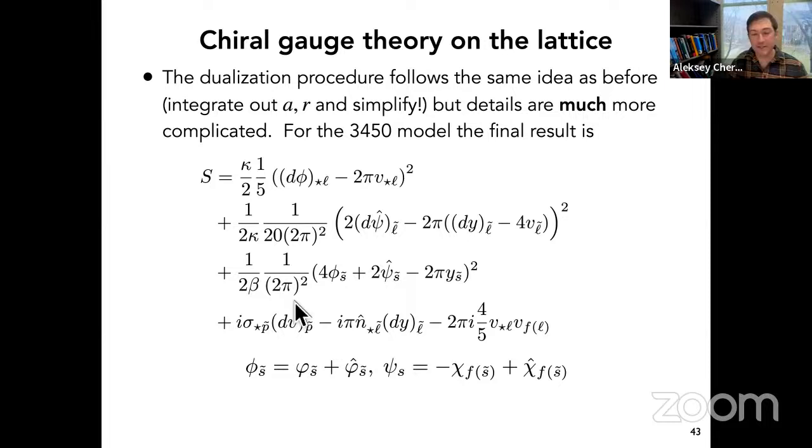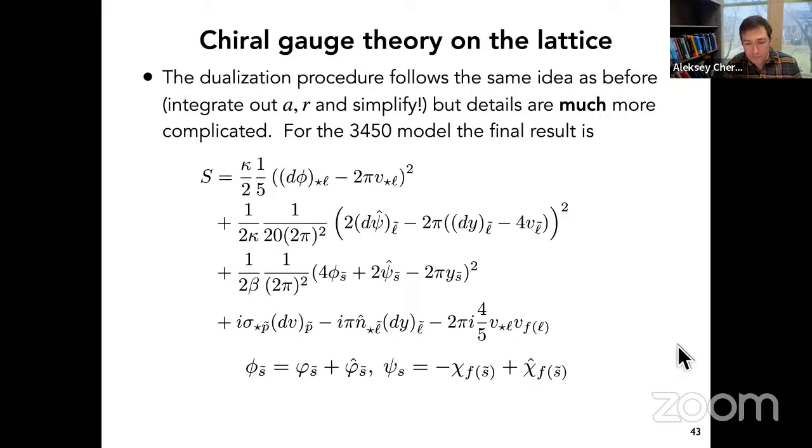There are some other fields that appear through the dualization procedure that transform under discrete gauge transformations in such a way that this action is, again, fully gauge invariant, provided that you use the 3450 charge assignments, which we've done already in this thing. So we already set QV, QV hat, QA, QA hat to their values relevant for the 3450 model.